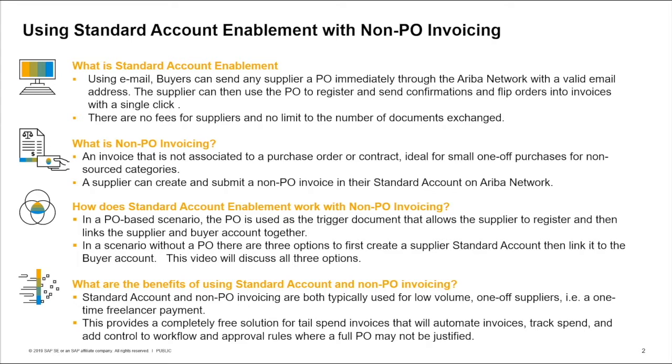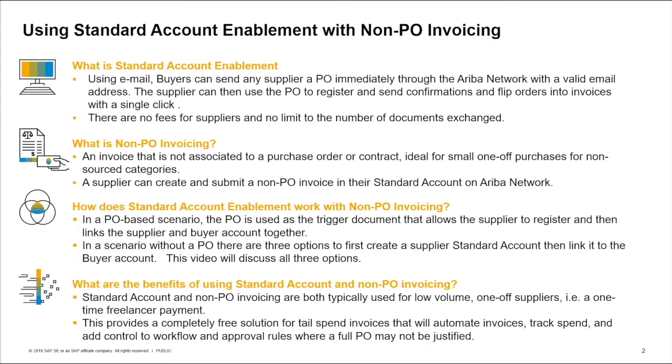So how does standard account enablement work with non-PO invoicing? By contrast, in a PO-based scenario, the PO is used as the trigger document that allows the supplier to register and subsequently links the supplier and buyer account together systematically. In a scenario without a purchase order, there are 3 options to create a supplier standard account and link it to the buyer account. This video will discuss all 3 options.